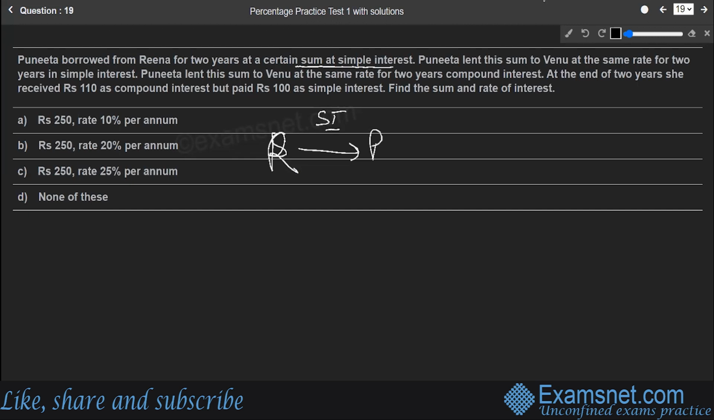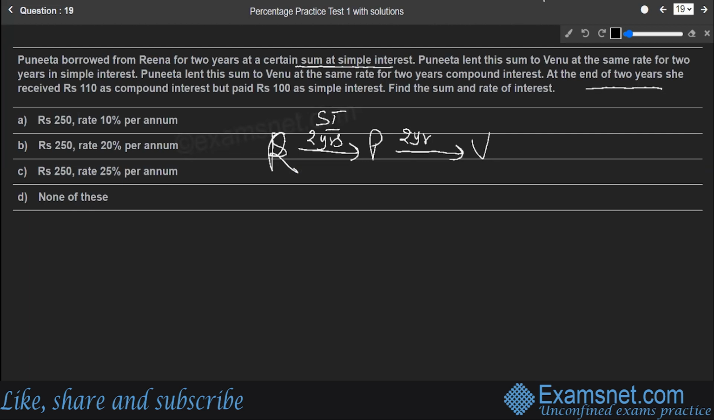Punita lent this sum to Venu. Punita has given, lent means given, to Venu at the same rate for 2 years. So she has also taken it for 2 years and is also transferring this amount for 2 years to Venu at the same rate. Punita lent this sum to Venu at the same rate for 2 years, but for compound interest.